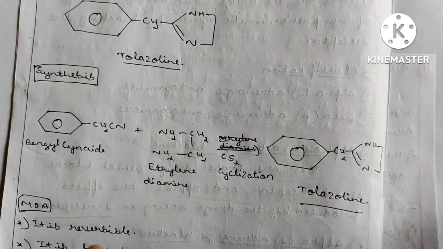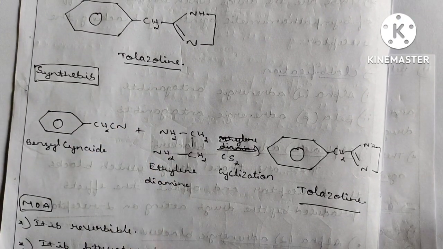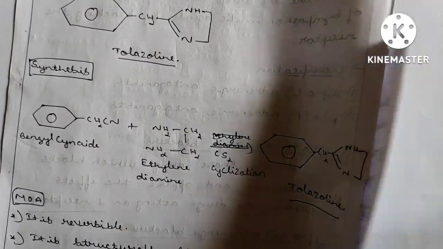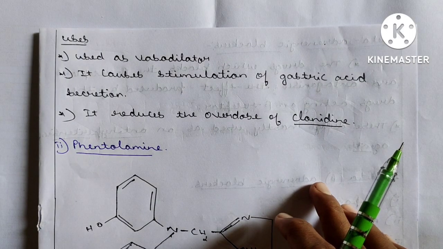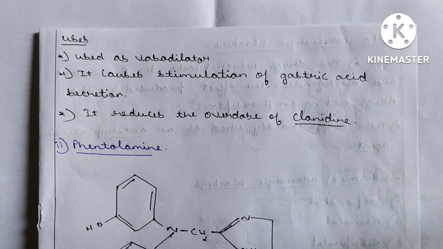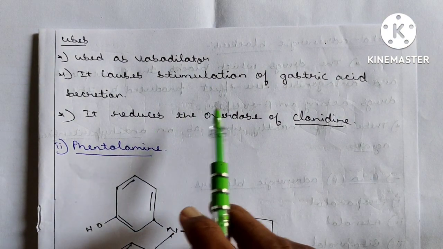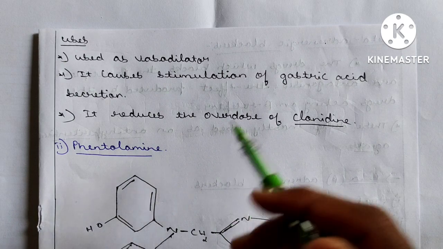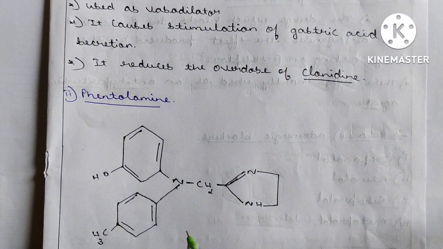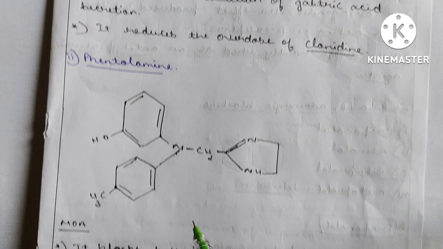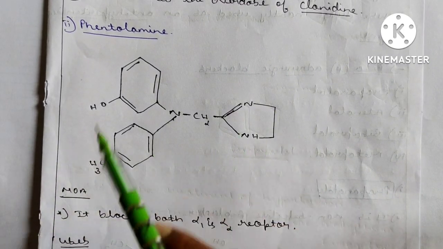Means the effects of this alpha will be stopped, so that we can reduce the action of the particular. Now, say an example of that: tolazoline. That is a vasodilator. It causes stimulation of the gastric acid secretion, and reduces the overdose of clonidine. Next, one more example, phentolamine. See the structure, this is the phentolamine structure.